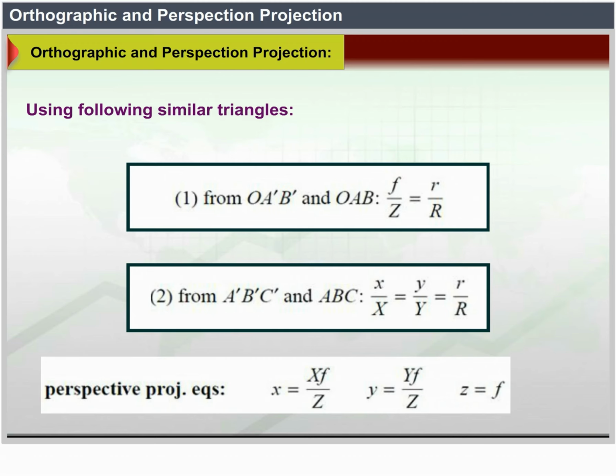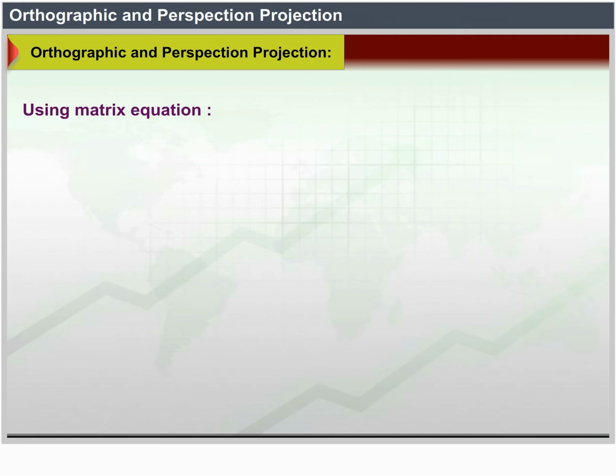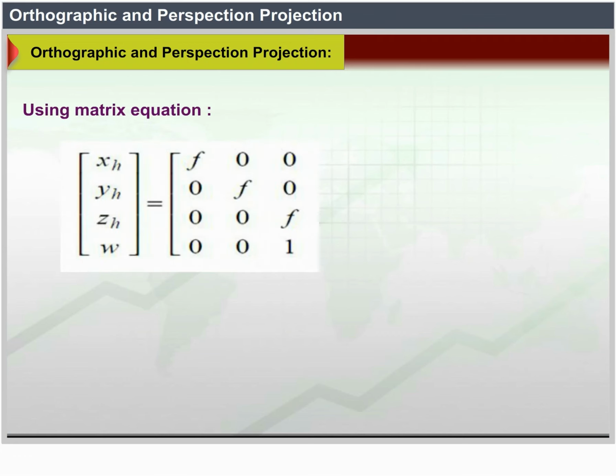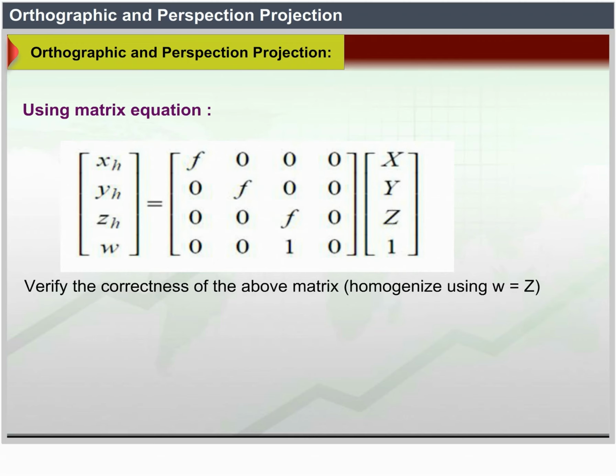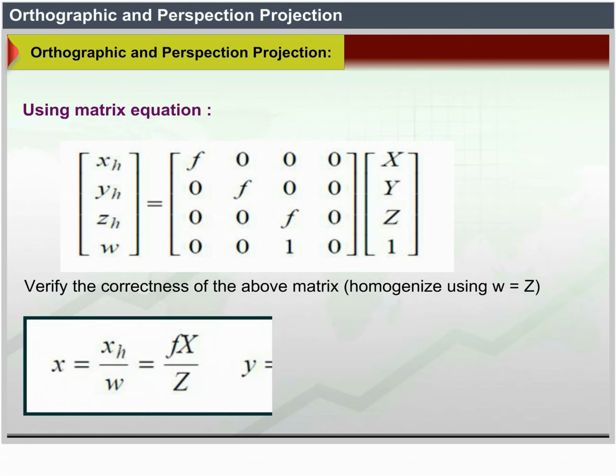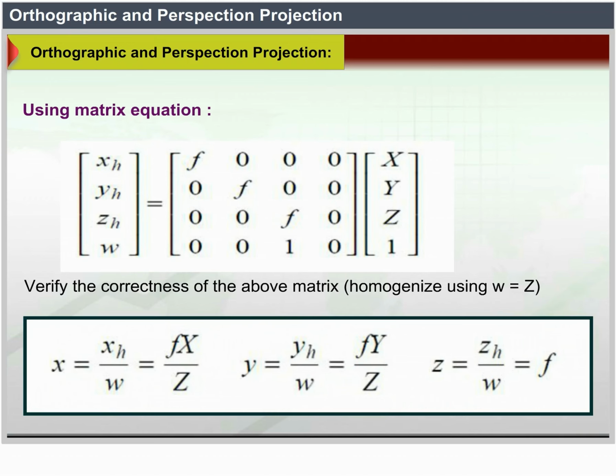Using a matrix equation, (xh, yh, zh) equals the matrix [f 0 0 0; 0 f 0 0; 0 0 f 0; 0 0 1 0] times (X, Y, Z, 1). Verify the correctness of the above matrix. Homogenize using w equals Z. x equals xh by w equals fX by Z. y equals yh by w equals fY by Z. z equals zh by w equals f.